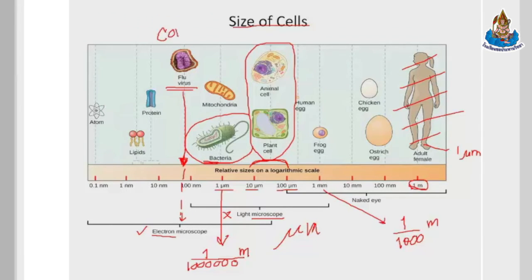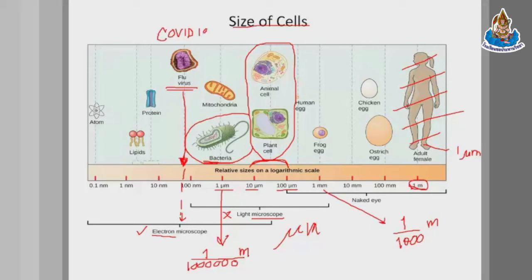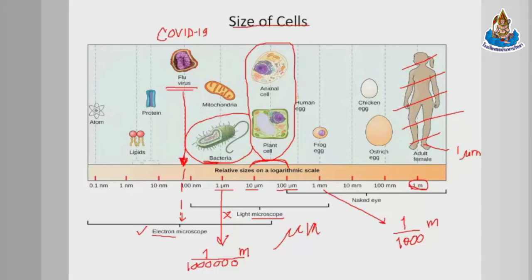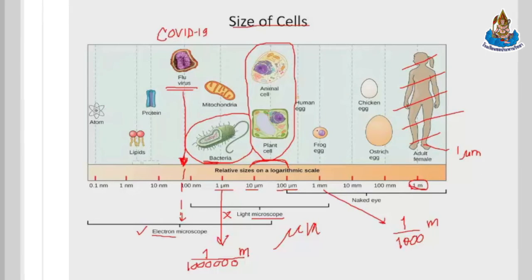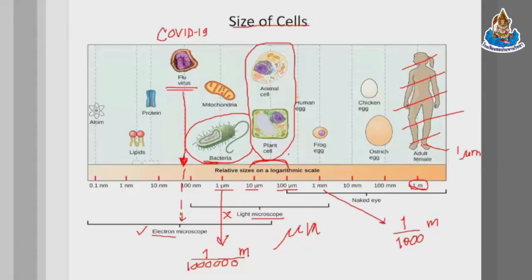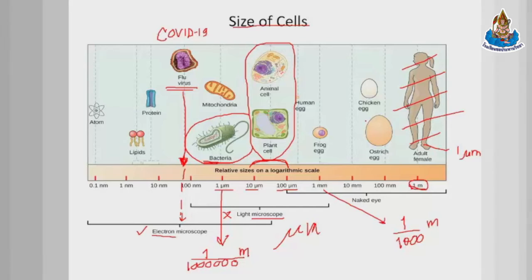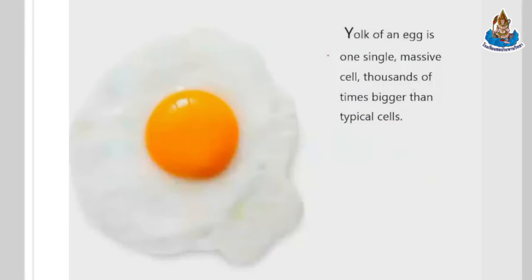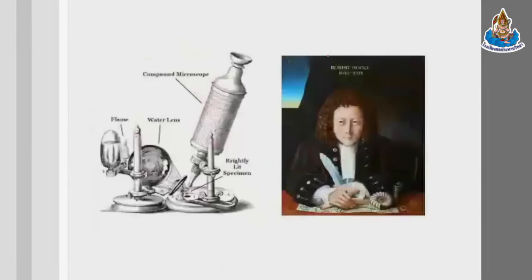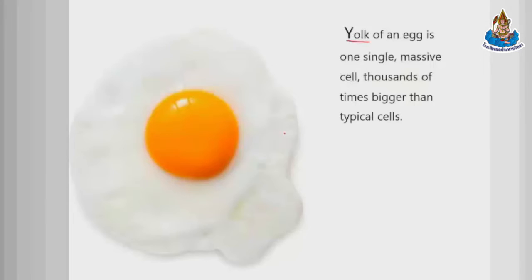The typical size of a cell is around 10 to 100 micrometers, but there are also some exceptions. Yolk. The yolk of an egg is one single massive cell, 1,000 times bigger than typical cells. Yes, you can see the yolk with your bare eye, but actually it's just one big cell.